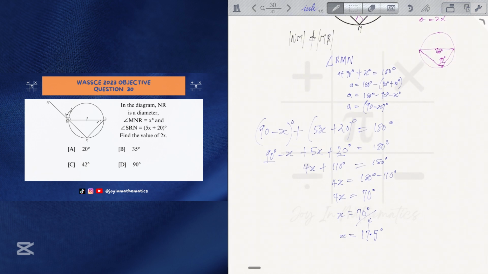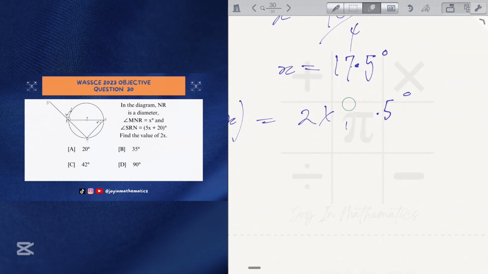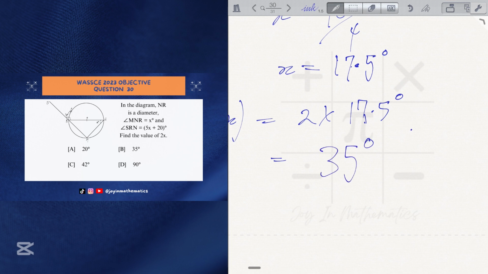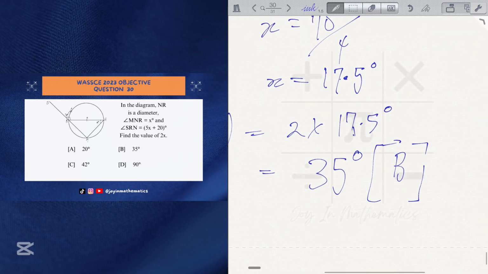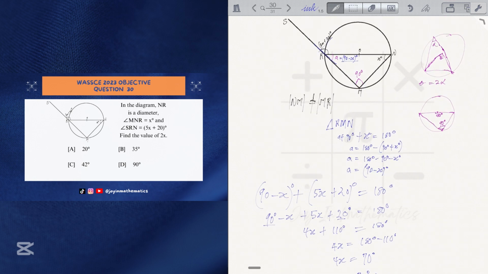Now if we go back to the question, we're given that angle SRN is equal to 5x plus 20 degrees. We should find the value of 2x. So 2x now will be equal to 2 multiplied by x, that's 2 multiplied by 17.5 degrees, and this is equivalent to 35 degrees. Option B. So we can see now that we applied the circle theorem, that the angle at the center is equal to twice the angle at the circumference.